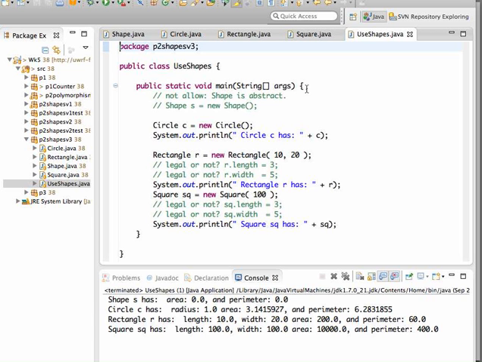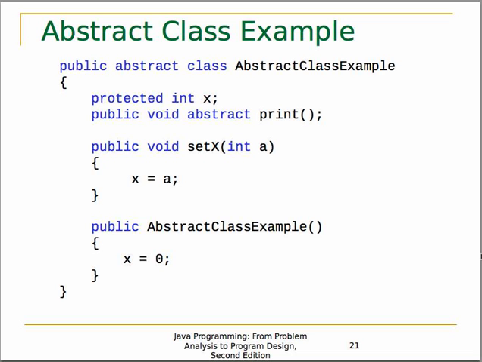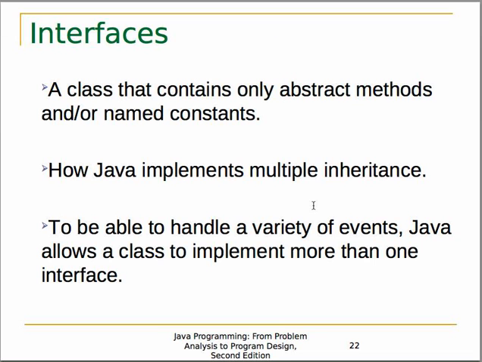And you could also say Shape C equals new Circle, and Shape R equals new Rectangle, and Shape SQ equals new Square. All of those are also fine. Okay, so that's polymorphism along with abstract classes. Later on, we'll see how interfaces work.